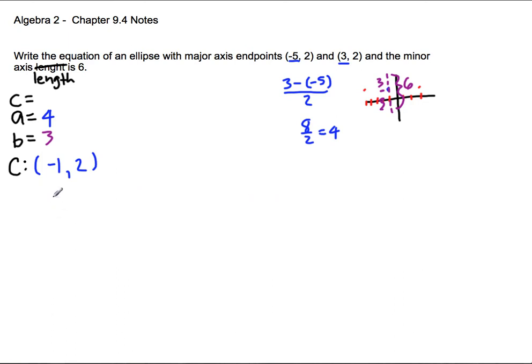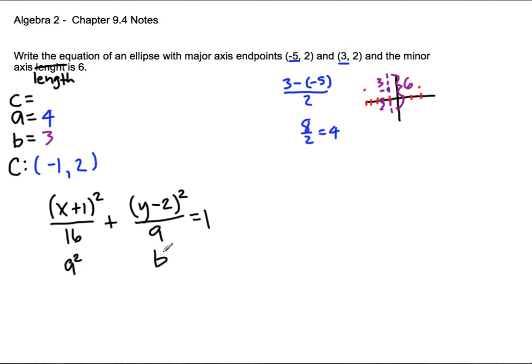It's going to be x minus the x coordinate squared over, and this stretches left and right, so which number is bigger, 4 or 3? And then y minus the y coordinate, and there's your equation. Remember, the general equation has on the bottom a squared and b squared. So whatever numbers we have in the a and b spots get squared so that we can complete this.